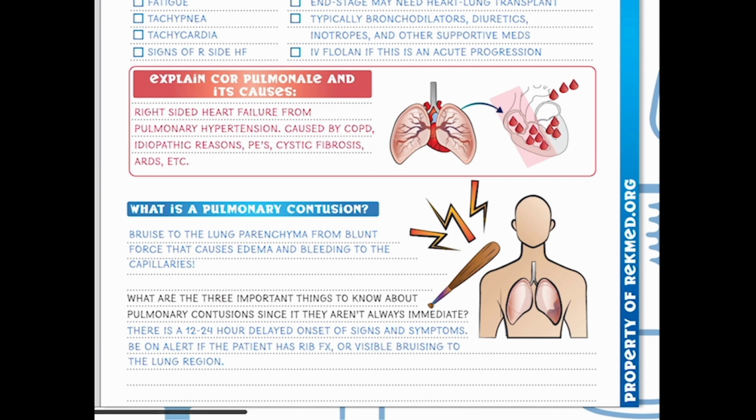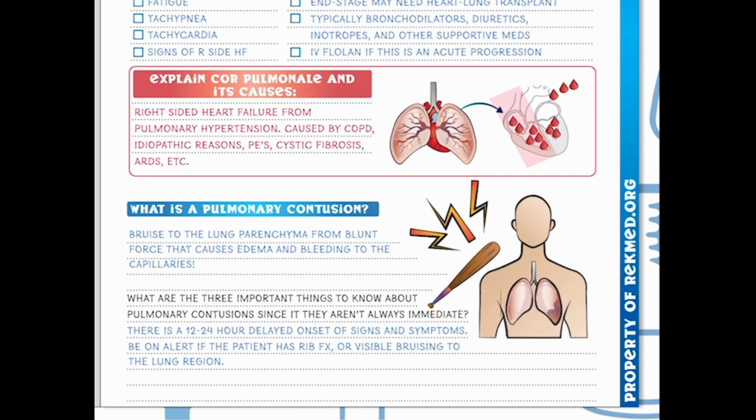Additionally, we want to be alert if this patient is presenting with rib fractures or any visible bruising to the lung region, because this is an indication they could have this lung contusion. And we want to monitor for respiratory distress and provide supportive care as needed. As we always say, we always want to prepare for the worst and hope for the best.